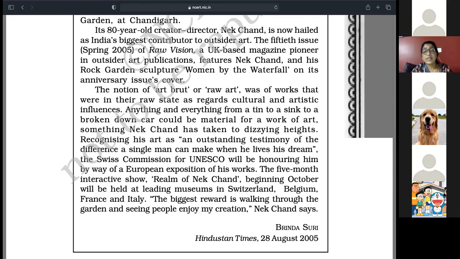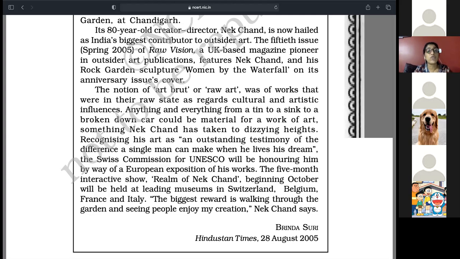Recognizing his art as an outstanding testimony of the difference a single man can make when he lives his dream. And this has become an evidence. Testimony means evidence. This has become evidence that if a person wants, even a single man can make a difference when he lives his dream. Where there is a will, there is a way.